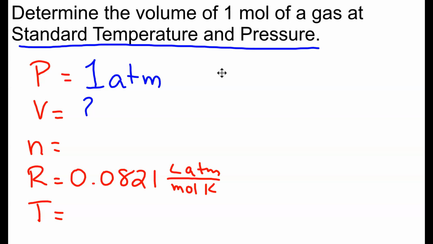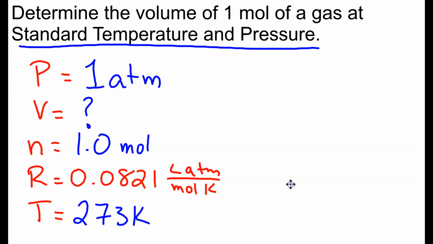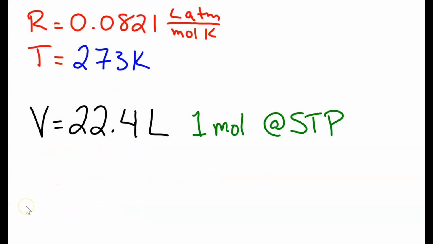Volume is my unknown there. My number of moles is going to be, say, 1 mole. All right. My gas constant there is 0.0821 liters times ATM divided by moles times Kelvin. And my temperature at STP, remember it has to be in Kelvin, is going to be 273 Kelvin. So go ahead and solve for V here. All right, so you should have gotten 22.4 liters.